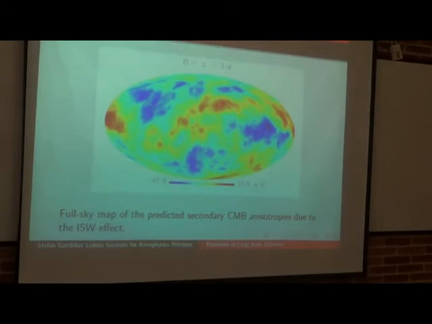So we put an observer in the middle of the box, and this observer observes the universe in all directions. The assumption is that everything starts with the same temperature, and then due to the evolution of these potential wells in the cosmological box, you get some regions with less temperature and some regions with gained temperature. So this is a full sky map of a predicted secondary CMB anisotropies due to this integrated Sachs-Wolfe effect in this range of redshifts.